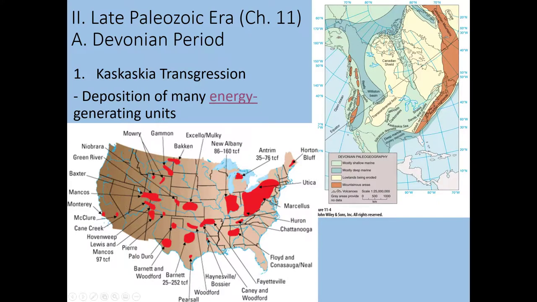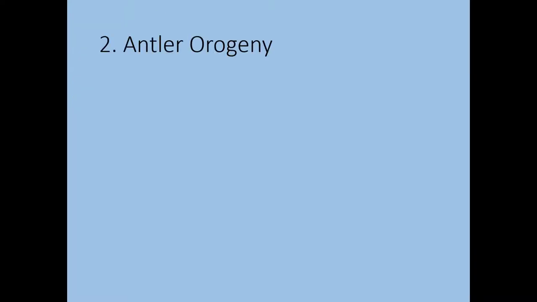Of the future. Awesome. So, all of the rock layers. So again, these are all the major oil and gas plays in North America. And the ones I'm going to circle are the ones that were deposited during the Kaskaskia transgression. Like this one, this one, this one, this one, this one, this one, this, oh, and that's it. So about a third or so of all major oil and gas units were deposited during the Kaskaskia transgression.